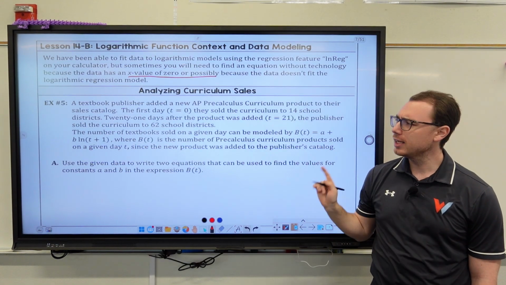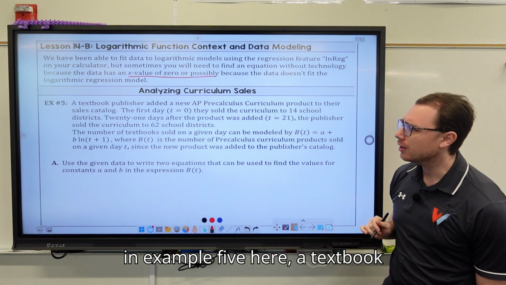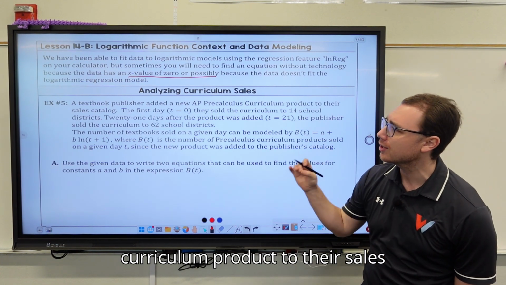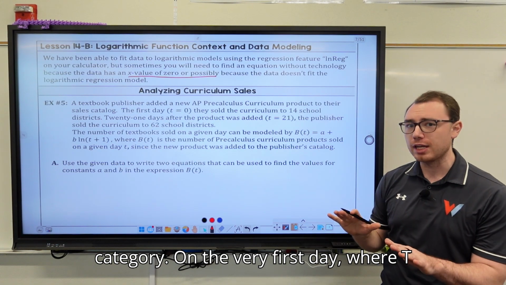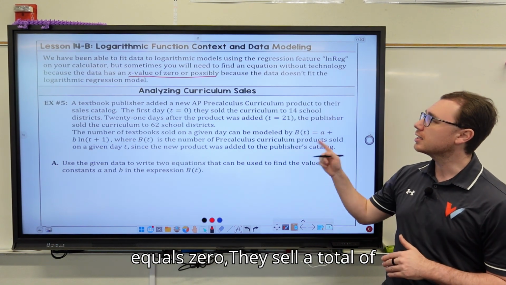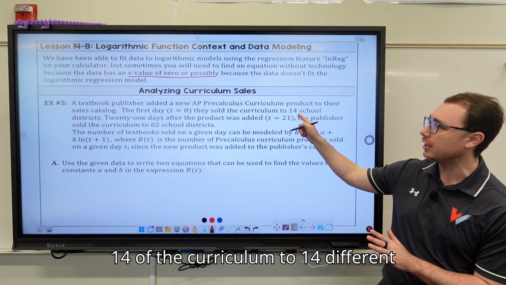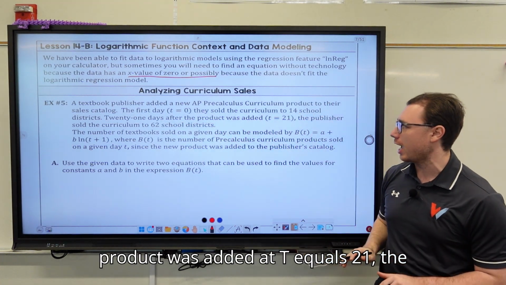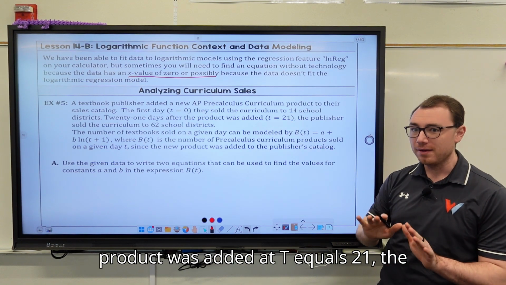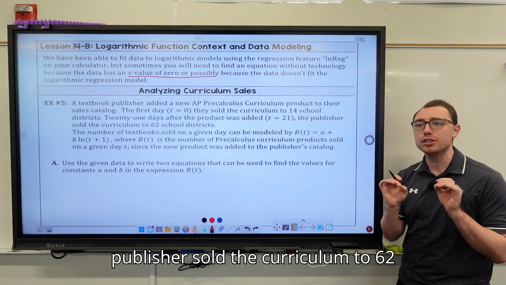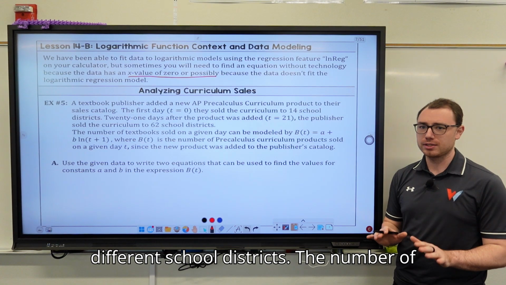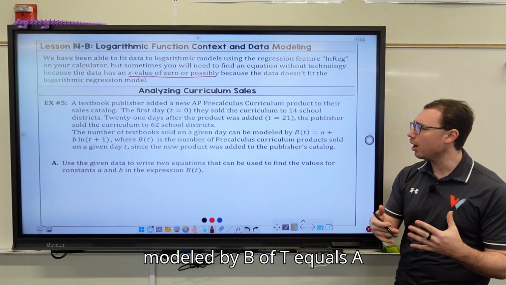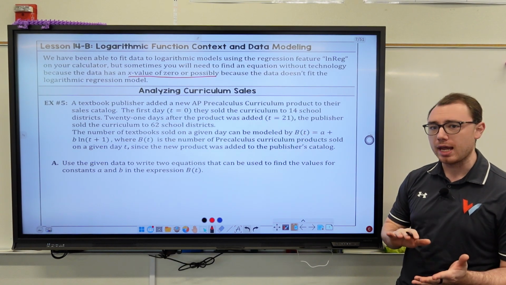In example 5 here, a textbook publisher adds a new AP pre-calculus curriculum product to their sales category. On the very first day, where t equals 0, they sell a total of 14 of the curriculum to 14 different school districts. 21 days after the product was added, at t equals 21, the publisher sold the curriculum to 62 different school districts.